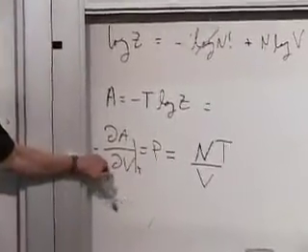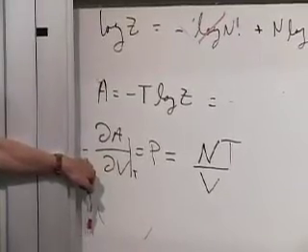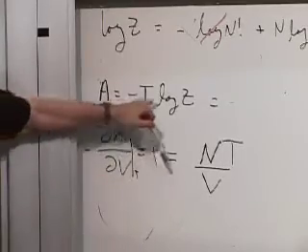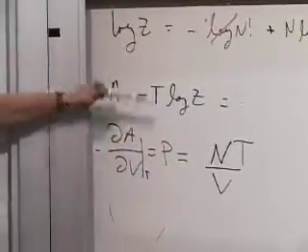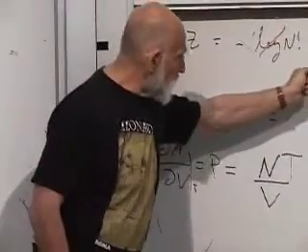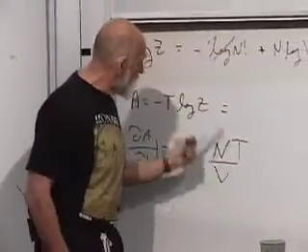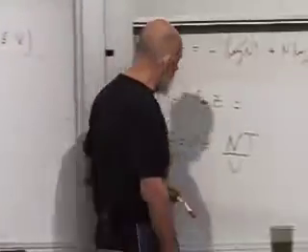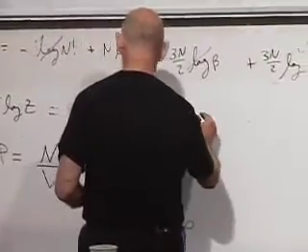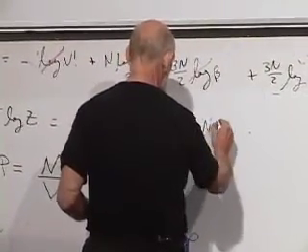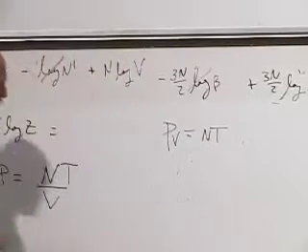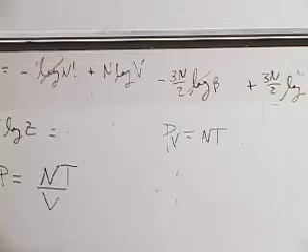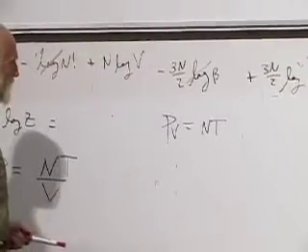Can everybody see this minus sign over here? There's a minus sign right where my finger is. Minus dA/dV is P, but A is minus T log Z. So the two minus signs go away, and when I differentiate, I just get N over V times the factor T. There we have the ideal gas law: PV equals NT. Pressure times volume is the number of particles times the temperature. That's the standard ideal gas law.